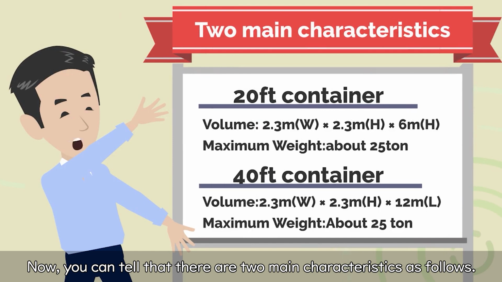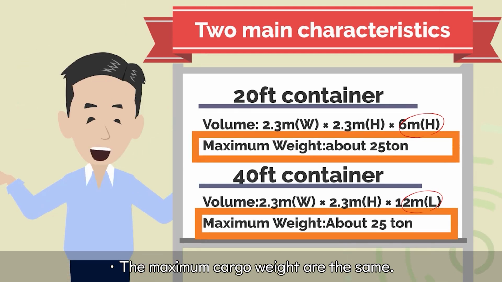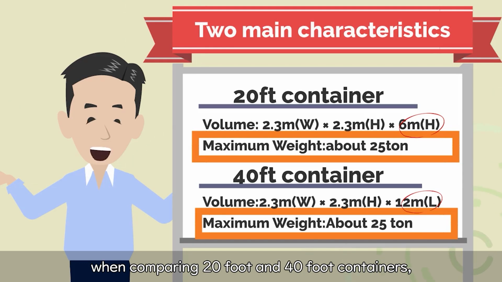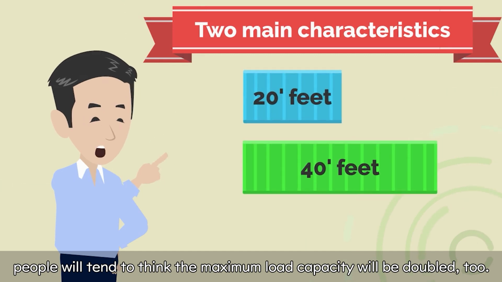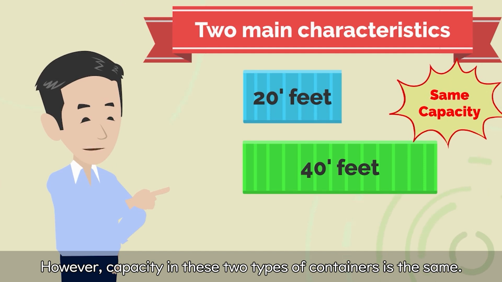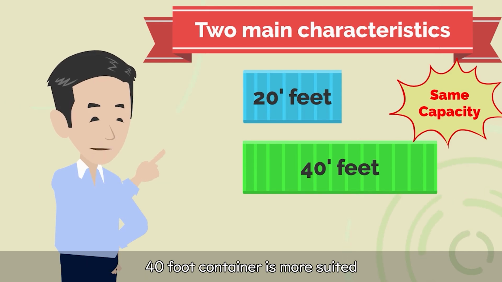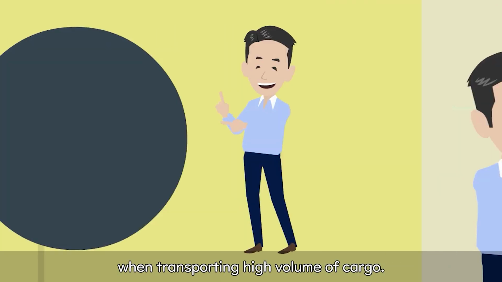Now, you can tell that there are two main characteristics as follows. The volume is doubled in 40-foot containers. The maximum cargo weight is the same, even though the length of the container is doubled. When comparing 20-foot and 40-foot containers, people will tend to think the maximum load capacity will be doubled too. However, the capacity in these two types of containers is the same. The only difference is the volume. As you can see, a 40-foot container is more suited when transporting a high volume of cargo.